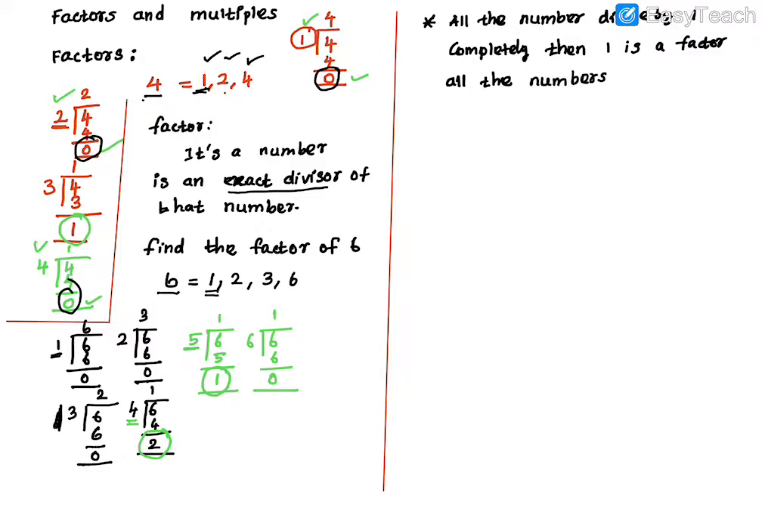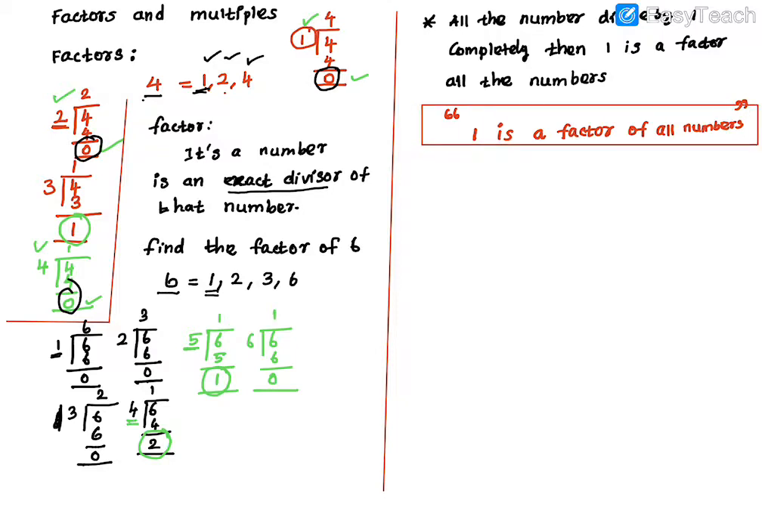So what I will write here, first just note it. The number 1, it should be a factor of all numbers. So 1 is a factor of all numbers. Just note it, this is a very important thing. Okay, so 1 is a factor of all the numbers.